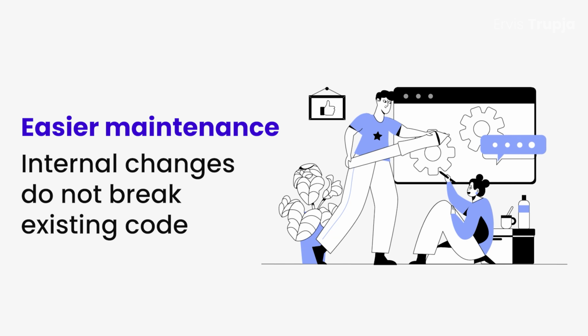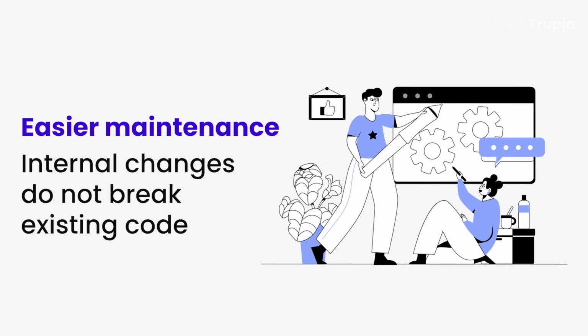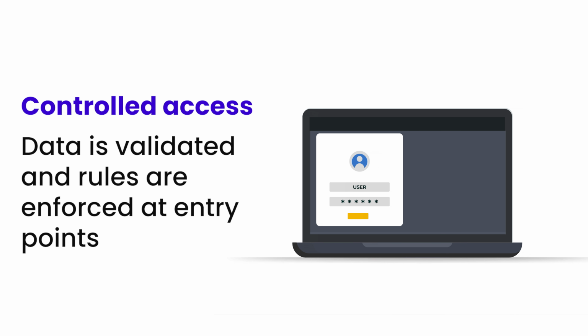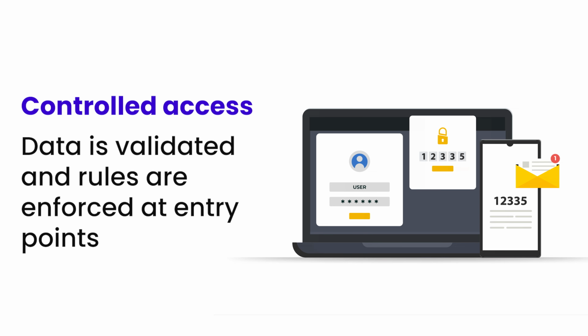Easier maintenance because you can change internal implementation without breaking code that uses your class. Controlled access through properties and methods means you validate data and enforce business rules at the entry points.